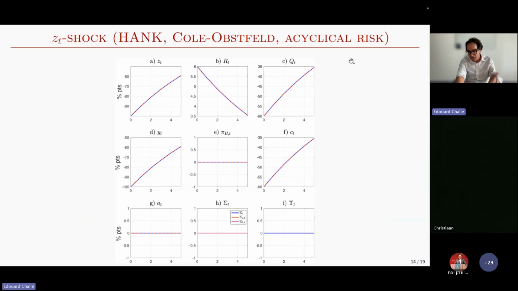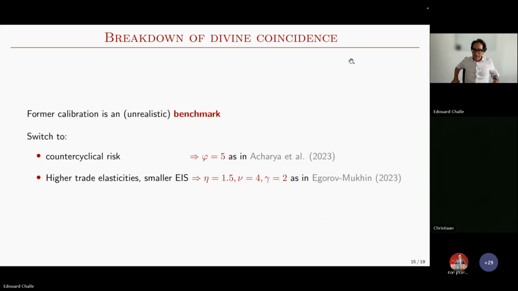Now, this is a graphical illustration. This is exactly the same IRFs, except that the blue line is HANK, the red line is RANK. They are exactly on top of each other. Okay? Now, this is a benchmark, right? It relies on elasticities of trade and of intertemporal substitution, and on an acyclicality of risk that are not realistic. So now that we understand what happens in this benchmark, we want to see what happens in more realistic scenarios.